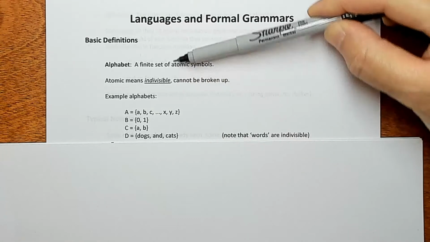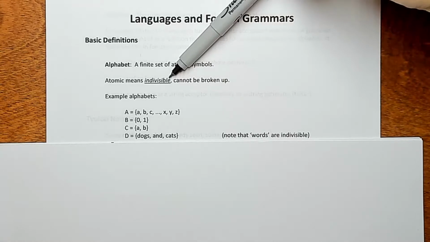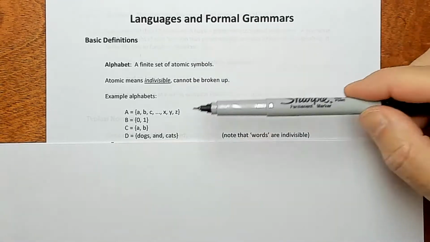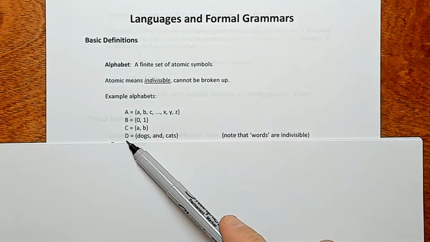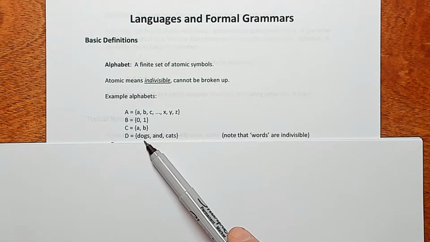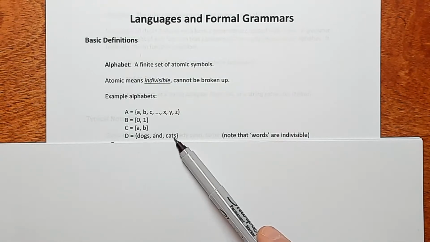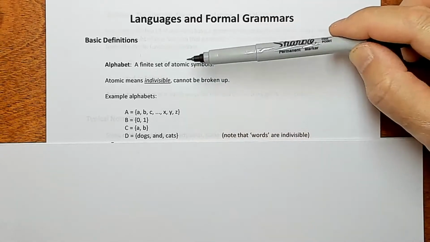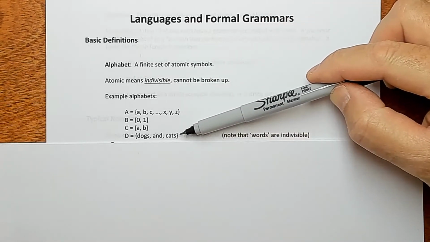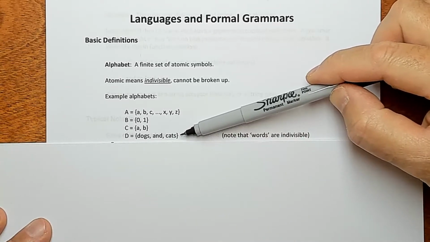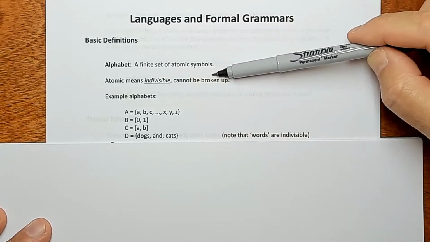But anyway, just to reiterate, what we mean by indivisible depends on the language. So words are indivisible in this particular language. Here, mathematically, we're talking about these as an alphabet because it's a set of indivisible symbols. So that's an alphabet, mathematically speaking.